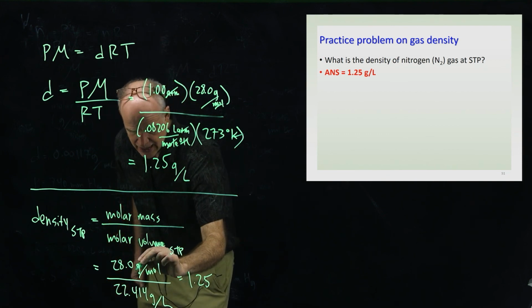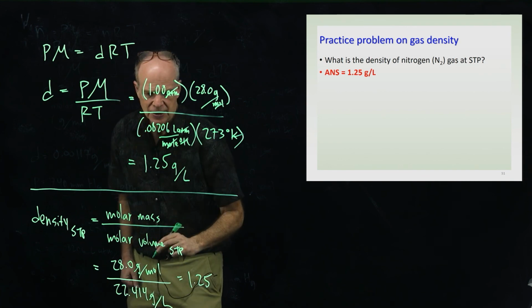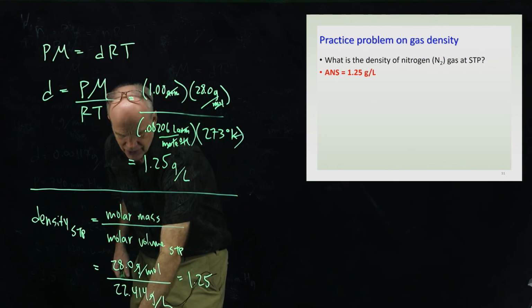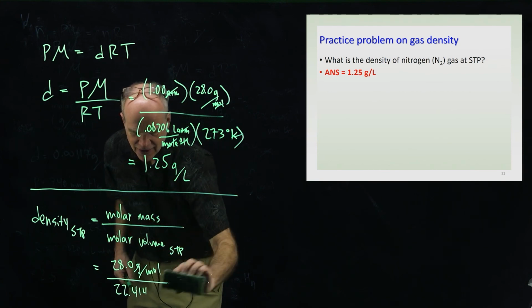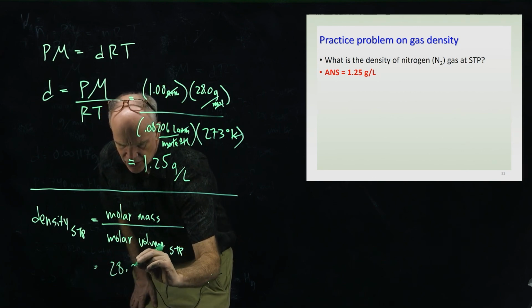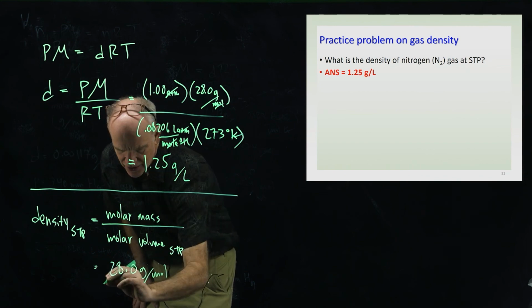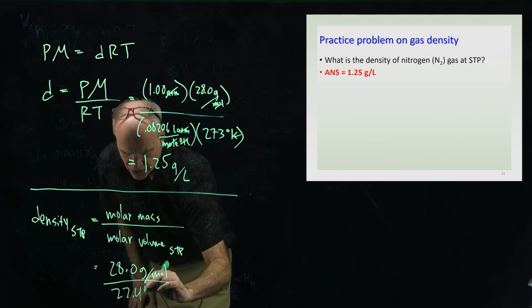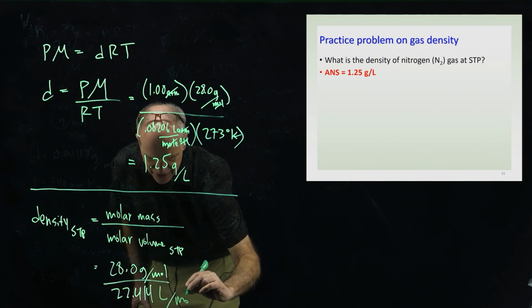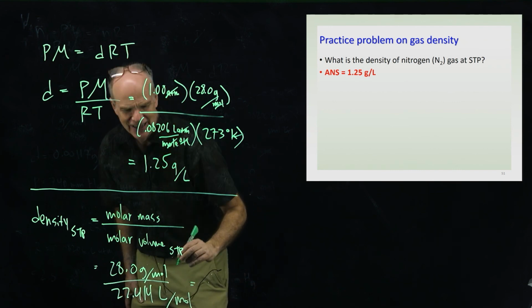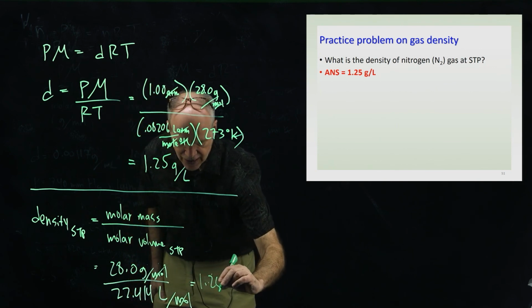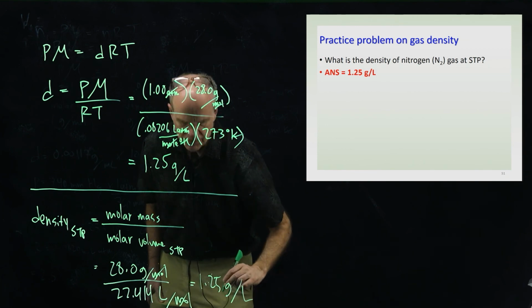And so what you can see is grams in the numerator here cancels out with grams in the denominator. We're left with an answer in moles per, whoops. Let me try that again. It's going to be 28.0 grams per mole over 22.414, and it's going to be liters per mole. See, dimensional analysis saves me. Okay, so what you can see is that the moles cancel, and so we should get an answer in 1.25 grams per liter, which should be the answer.